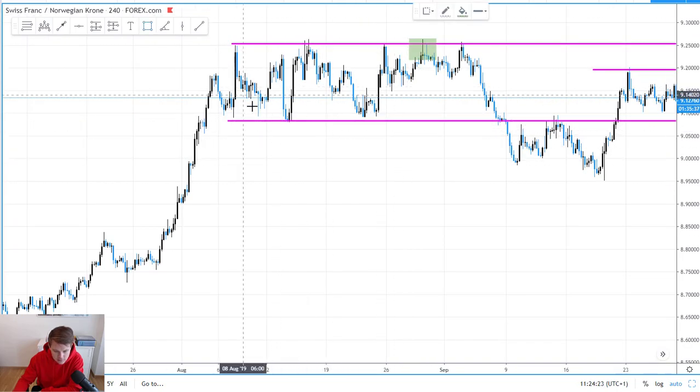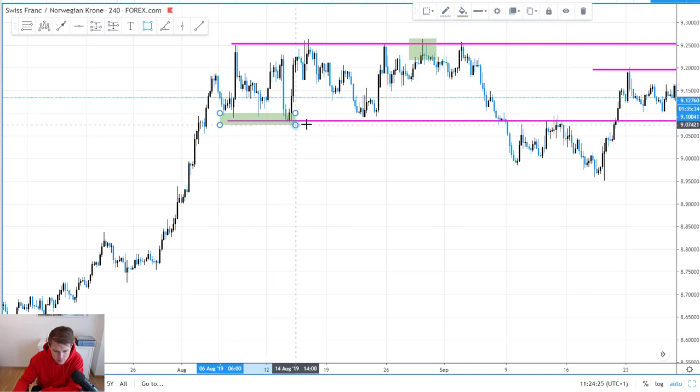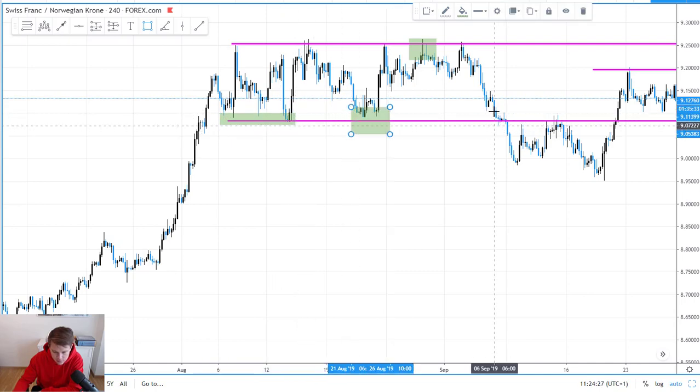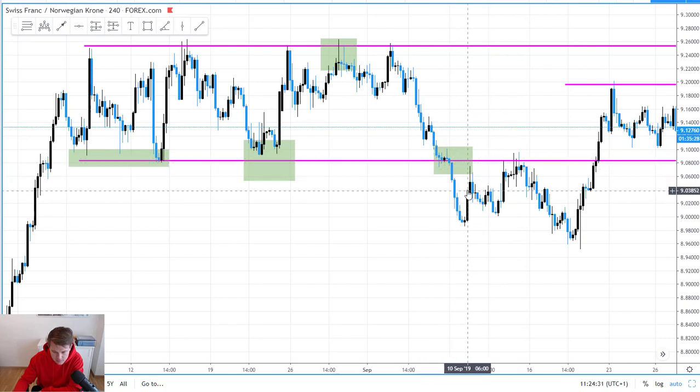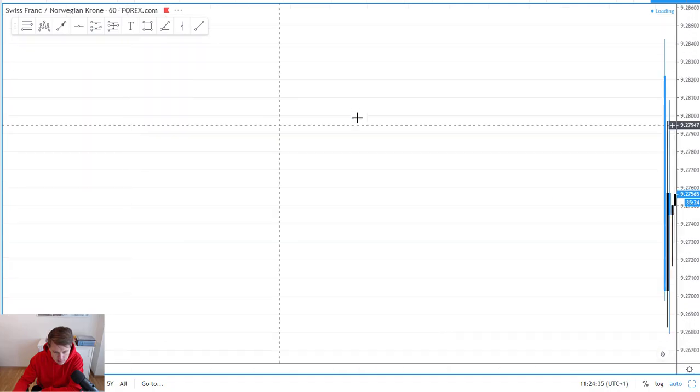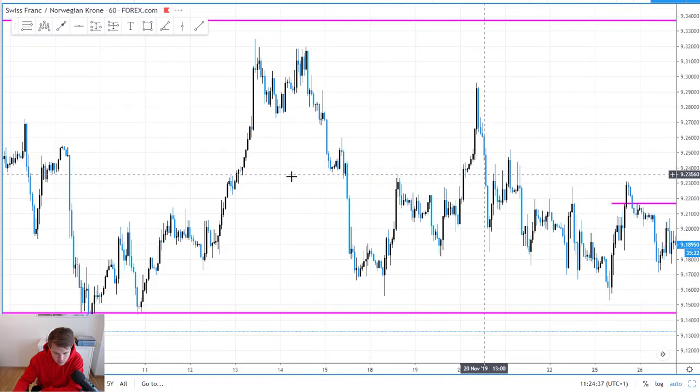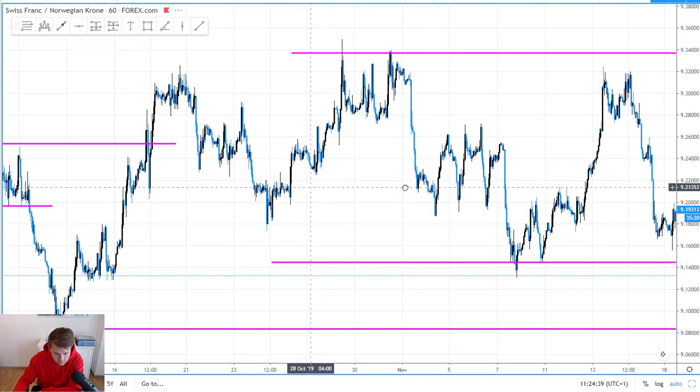To the downside, again, it happens, you have 1, 2, maybe 3 touch points, the fourth, and then on the fifth one, the market breaks the level. It comes back to retest it. On the lower time frames, let's go to the 4 hour. Where was the breakout? Let's try to find it.